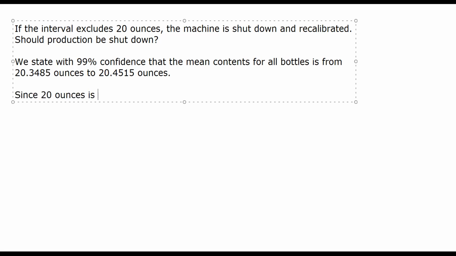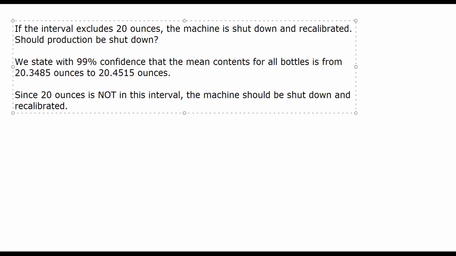Since 20 ounces is not in this interval, the machine should be shut down and recalibrated. Quality control is kind of important when you're manufacturing a product and make a claim about its contents. If I buy a 20-ounce bottle of soda, I expect it to have 20 ounces. If it had more than 20 ounces, it wouldn't bother me, but the company might be losing money. If it had less than 20 ounces, then it would bother me because I'm paying for 20 ounces and not getting it. So either way, whether the contents are too high or too low, there's a reason to shut down.